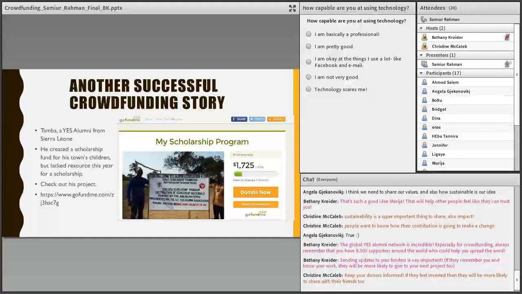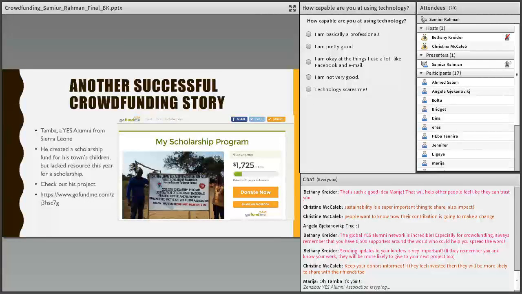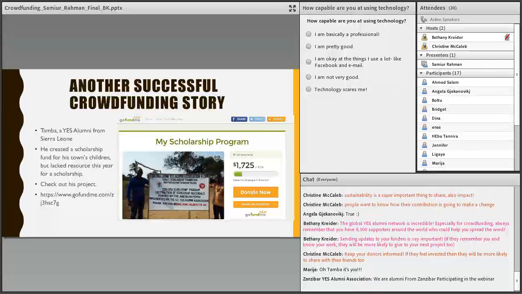All right, let's move to something really cool about Tamba. He's a really cool friend of mine. He's from Sierra Leone, and I'm pretty sure he's here. He created a scholarship fund for his town in Sierra Leone, and there's a lot less funding in Sierra Leone. So how does he get the funds? He just cannot ask for money from his host parents every year for scholarships to his town's students.